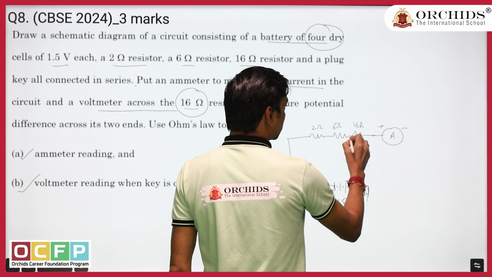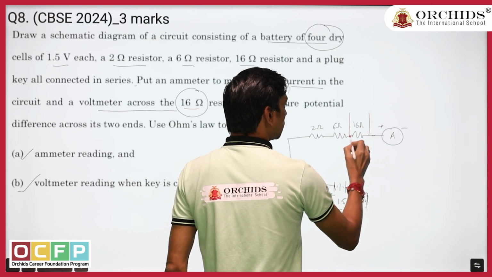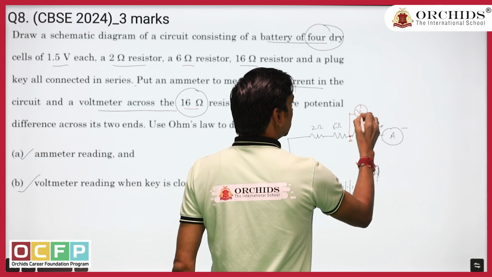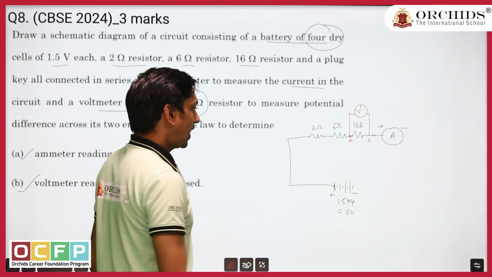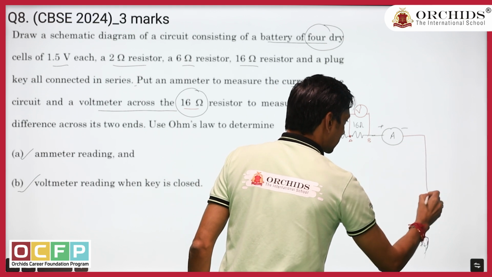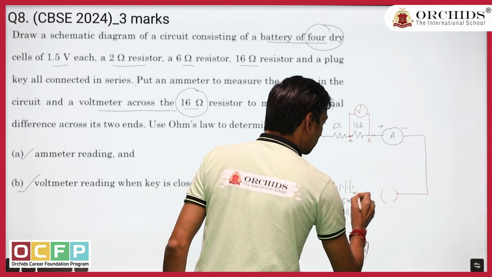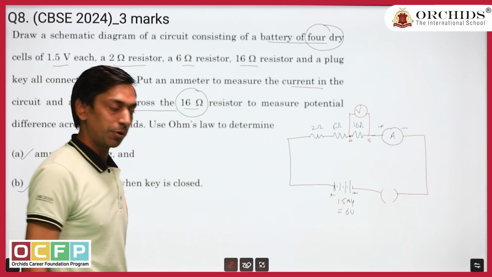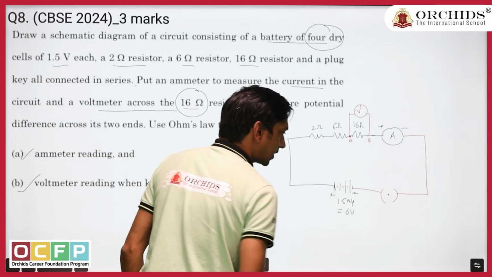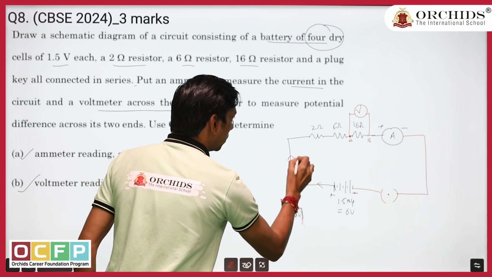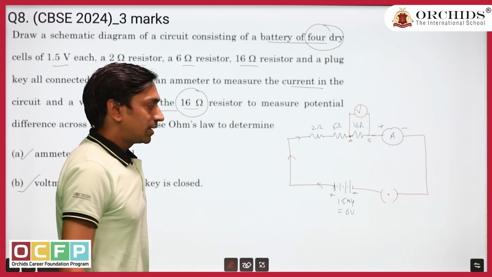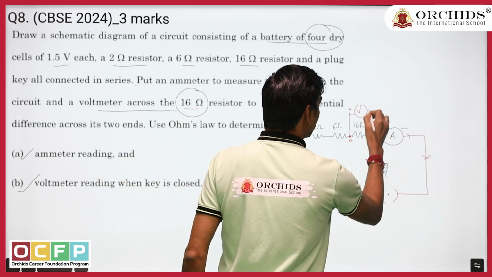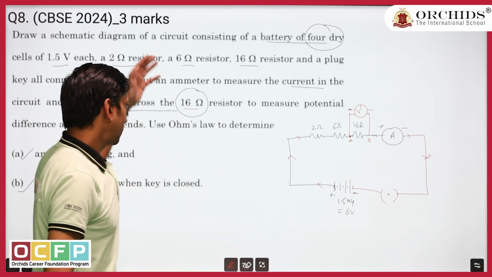Across the 16 ohm resistor. So this is the 16 ohm resistor, this is the point A, and this is the point B. We are connecting one voltmeter across this 16 ohm resistor, and after that the ammeter is connected to the battery, and along with that we are using one plug key. So right now the plug key is open, so current is not flowing, but when you close this plug key, the circuit is closed and current will start flowing throughout the circuit, entering from one side and leaving from the other side. So this is the circuit diagram that is required.